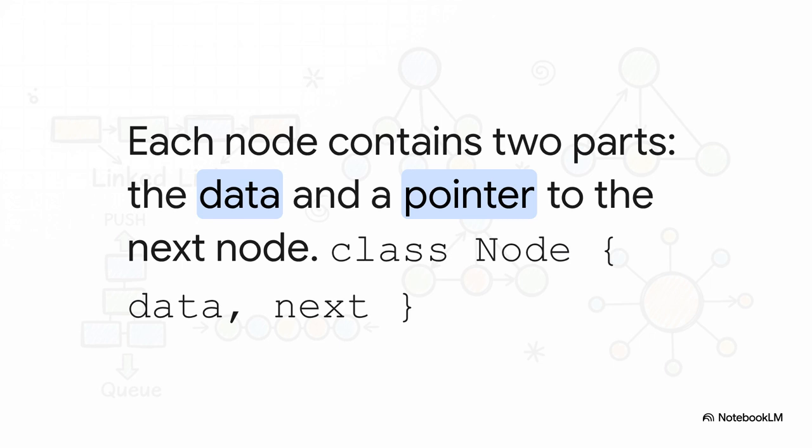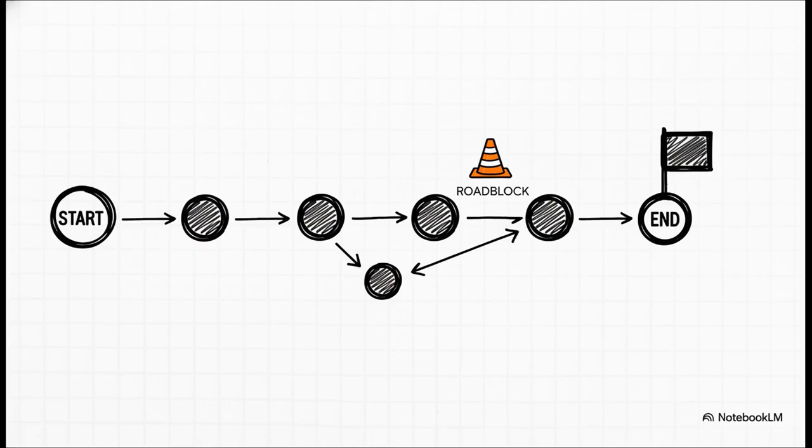If you want to add a new item, you don't have to move a giant block of data around like with an array. Nope, you just have to adjust one or two of these little pointers. It's way more efficient. This kind of flexibility is perfect for something like a GPS. Imagine your route is a linked list of intersections. If there's a roadblock, the system doesn't have to throw out the whole route and start over. It just adjusts the next pointers to detour around that blocked intersection and then links right back up with the rest of the path. Super clever.